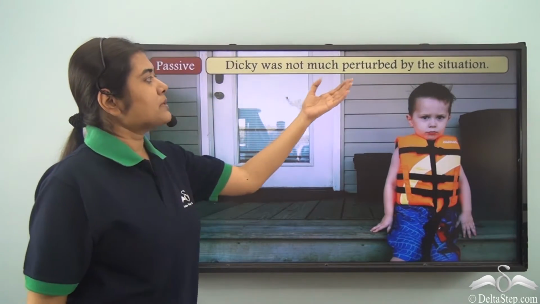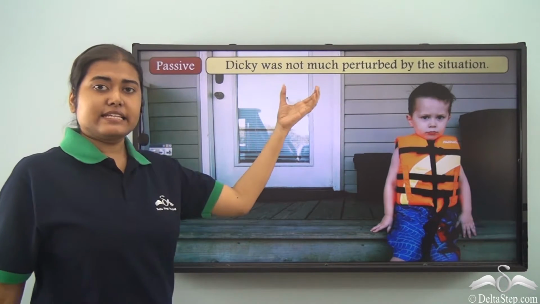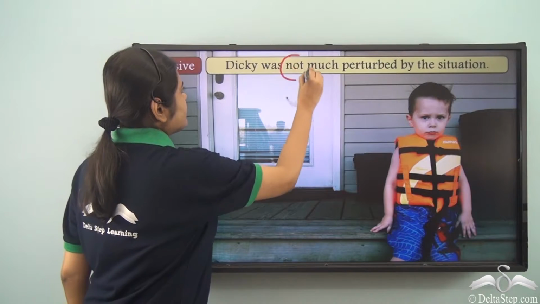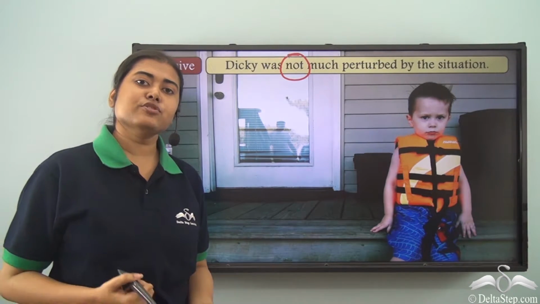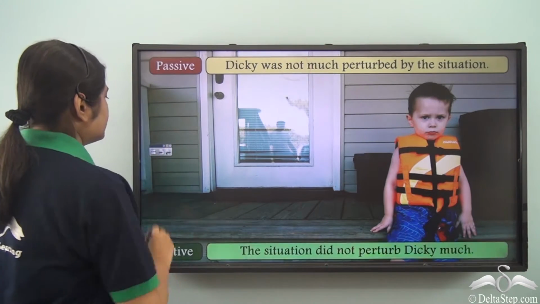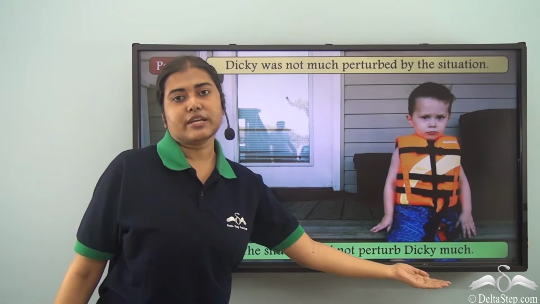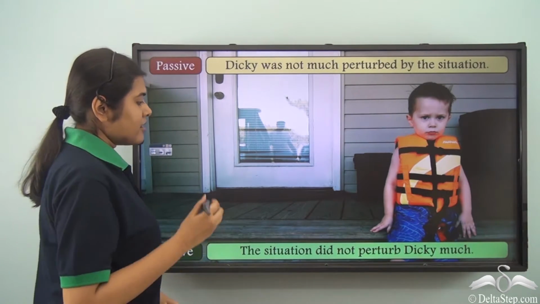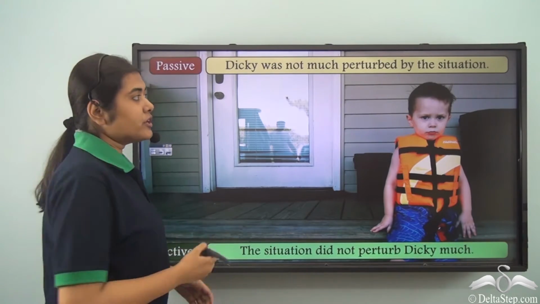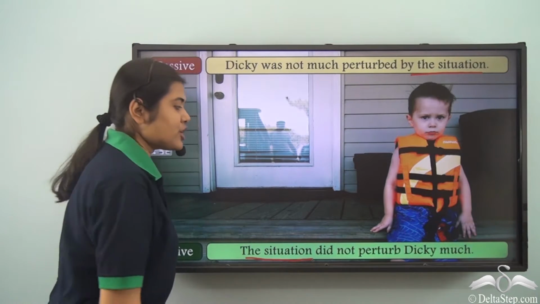Dickie was not much perturbed by the situation. Now here we have a negative sentence. We see the use of the word not. So in such cases, how do we change it into active voice? It becomes the situation did not perturb Dickie much. Now here we need to note certain things carefully. First, what is the doer? The situation. So you write it as the subject.